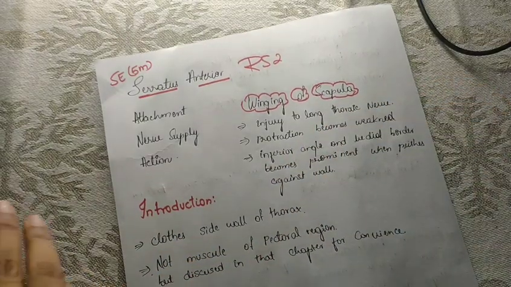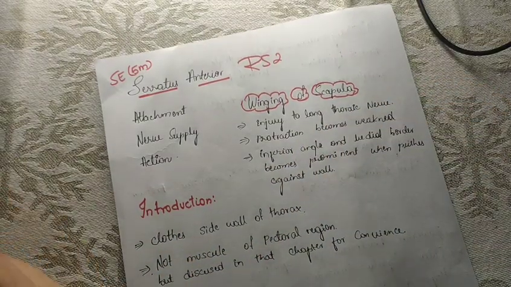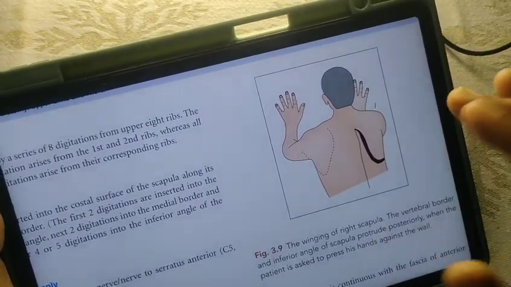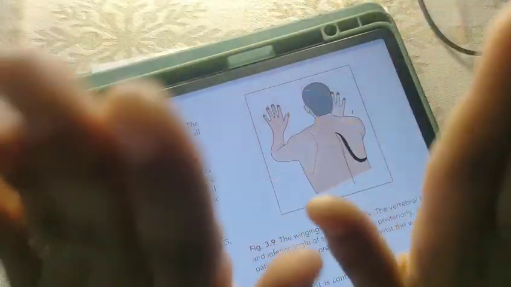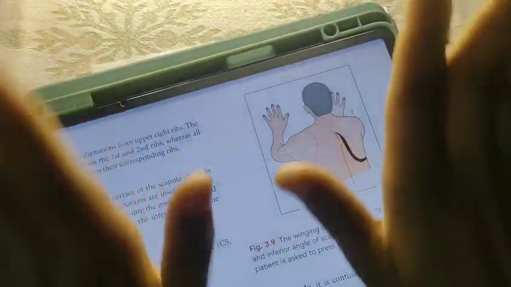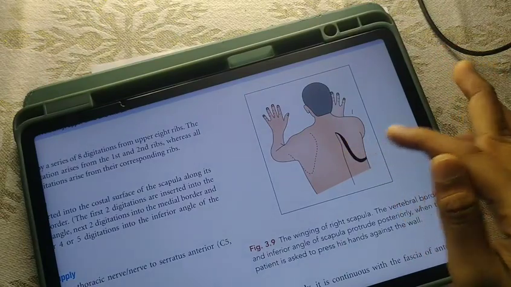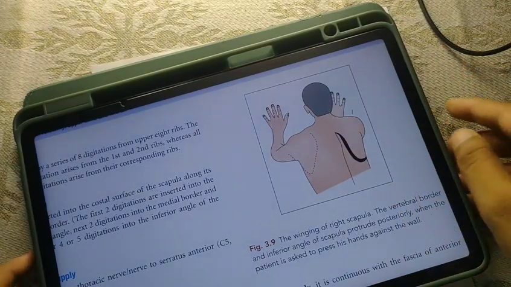So the medial border and then the inferior angle of the scapula become prominent when you push something hard, with the arm otherwise at rest. If you consider a wall and push the wall, the medial border and the inferior angle of the scapula become prominent. This is called winging of scapula.